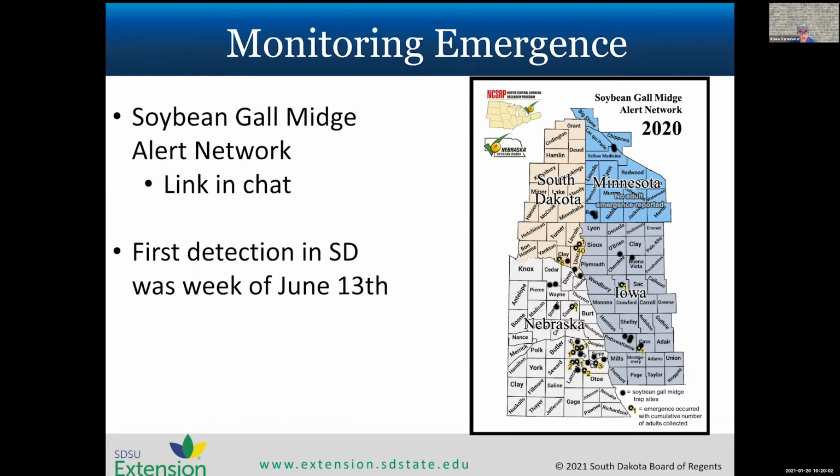So with the soybean gall midge, one of the things we have been doing is monitoring its emergence. We use cages. There is a soybean gall midge alert network, and I will drop that link in the chat here once my talk is done. You can sign up for this free. You will get texts and emails, and I believe a phone call also if you opt into that, when we find soybean gall midge adults, and it'll tell you where they've been found.